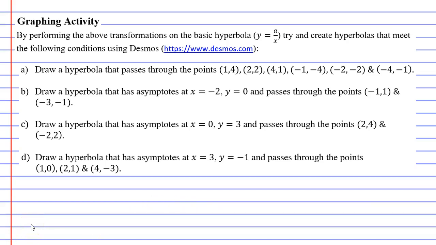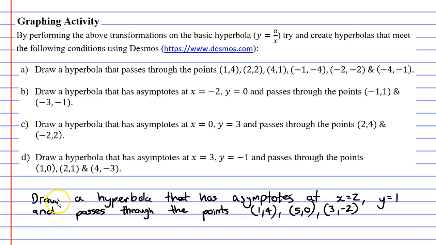Anyway, moving on to the example that I'm going to do with you. The example I'm going to do is drawing a hyperbola that has asymptotes at x equals 2, y equals 1, and passes through the points (1, 4), (5, 0), and (3, -2).